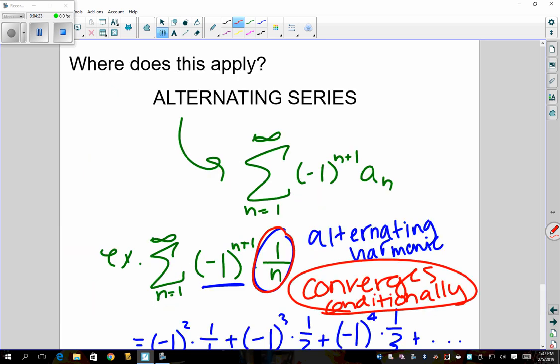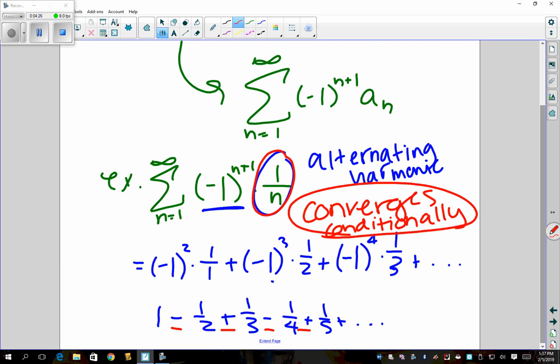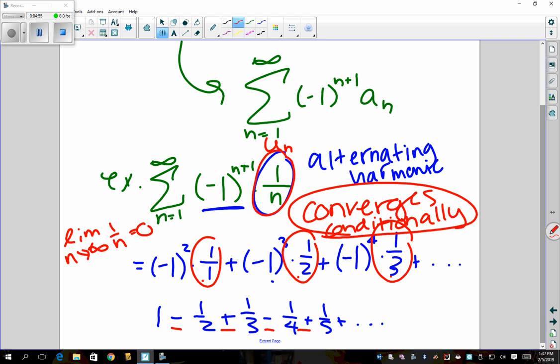Looking back at the alternating harmonic series, this is our u sub n. All of our u sub n's are positive. Each u sub n is less than the one before it, so it's getting smaller. And if I take the limit as n goes to infinity of 1 over n, that's 0. So all three conditions are met, and this series converges. But again, it converges conditionally, because 1 over n does not converge, it diverges.